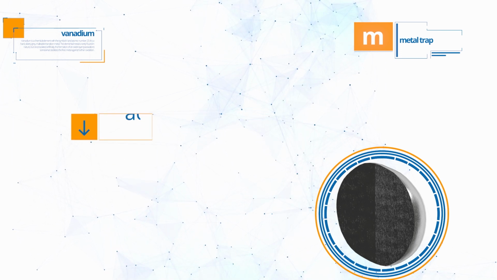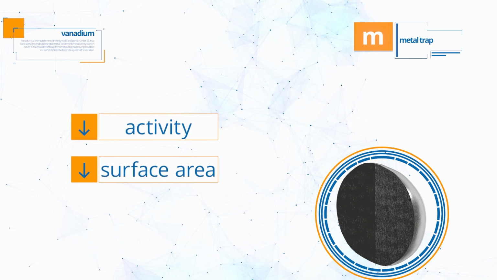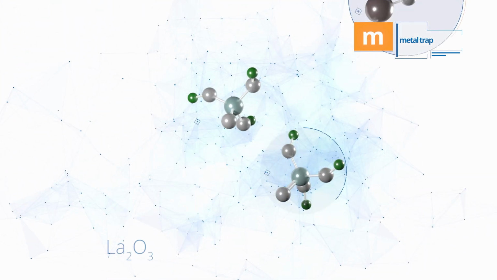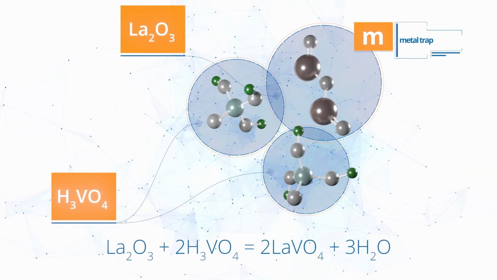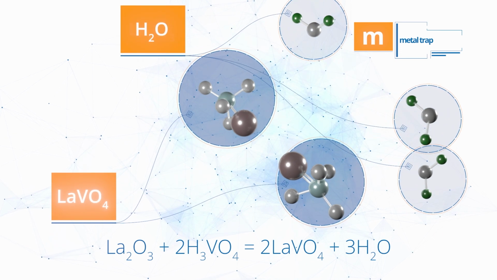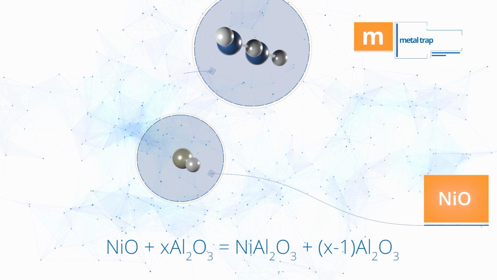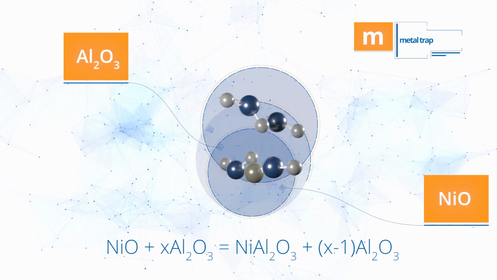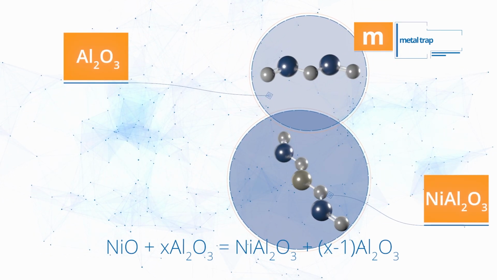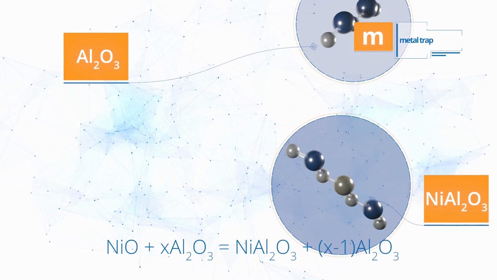This leads to an irreversible loss of catalyst activity and surface area. KNT Group's proprietary metal trapping technologies are used to control vanadium mobility and prevent loss of activity, and to passivate nickel to reduce the hydrogen yield. For example, one type of nickel trap is based on the interaction of active alumina with nickel forming spinel, which is inert.